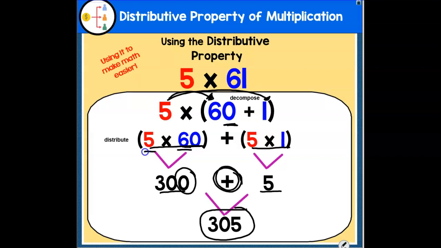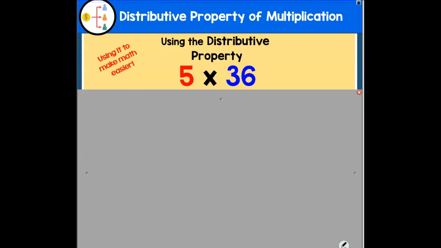Whatever mistake you made, that's fine. We're just starting. This is our first day doing this, but make sure now on the next problem you pay attention so you don't make that same mistake again. Okay, here's our next problem. On your whiteboards, write down our problem. 5 groups of 36, or 5 times 36.